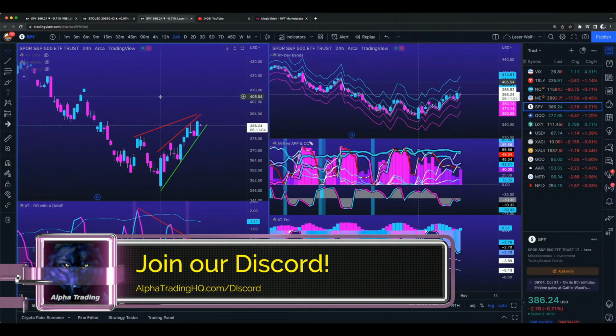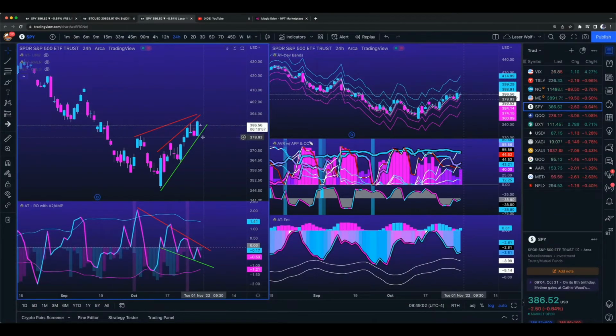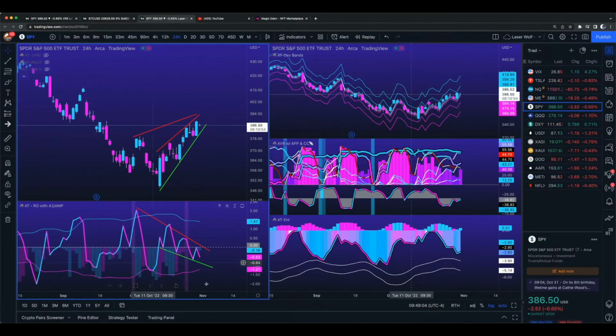I don't know. So there's a lot of bear div, right? There's a lot of bear div on the SPY move on the daily. But the bear div's just setting up hidden bull. Hidden bull, yep. That's all that's going on.